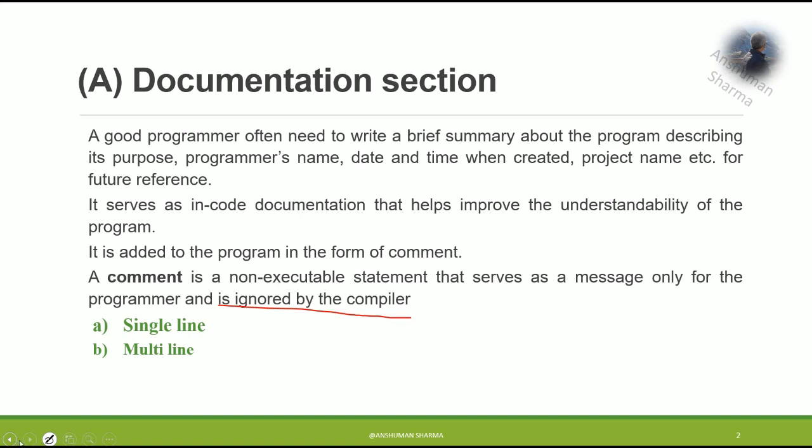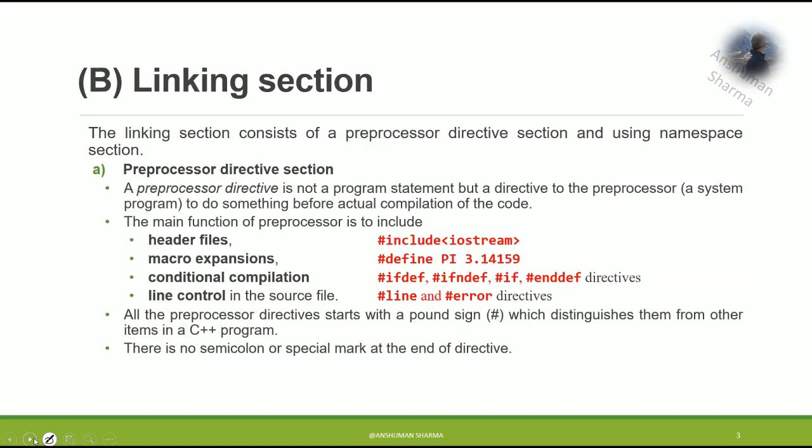Next section is the linking section, and this linking section consists of preprocessor directives and the using namespace section. If you have noticed, in the hello program we have used a preprocessor directive and the using namespace section. So we'll be discussing these two sections. Now preprocessor directives can include header files, macro expansion, conditional compilation, and line controls. These are some of the things that a preprocessor directive can include. A preprocessor directive is not a program statement but a directive to the preprocessor to do something before the actual compilation of the code starts.